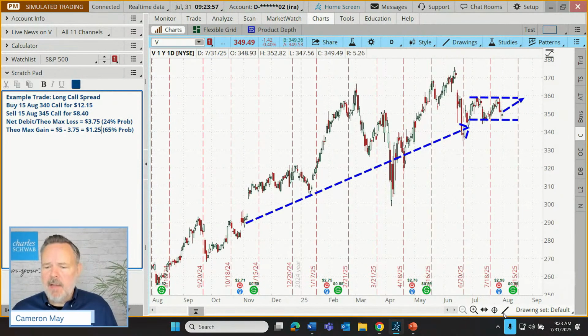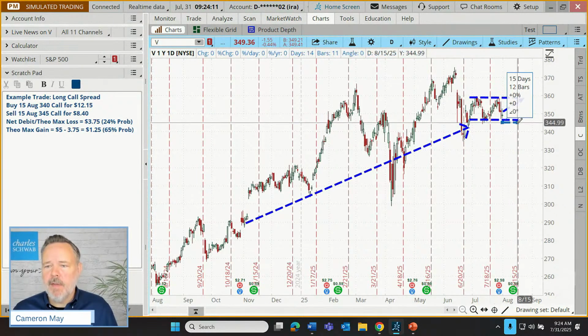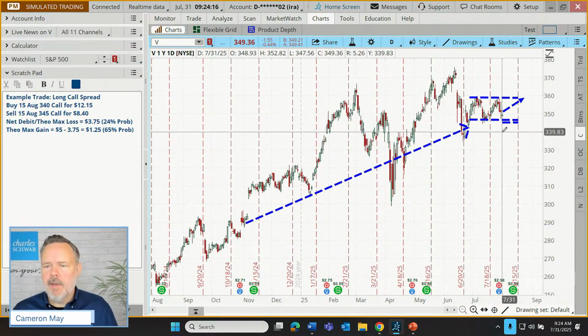And to help us visualize this trade as we're constructing it, let's see, this goes out through the 15th of August. That's right out through this expiration. Let's draw in some lines here. I'm going to draw one in at 345. These represent our trade. Okay, so there's our 345 strike. And then here's our 340 strike. It's going to be right down here.